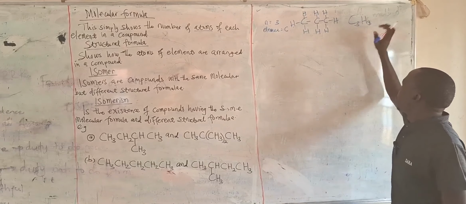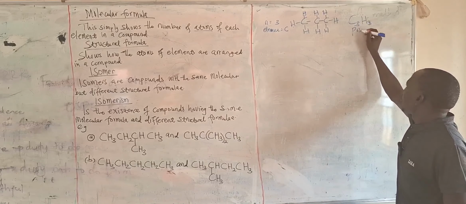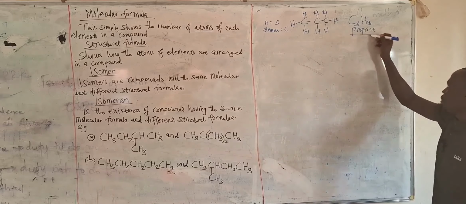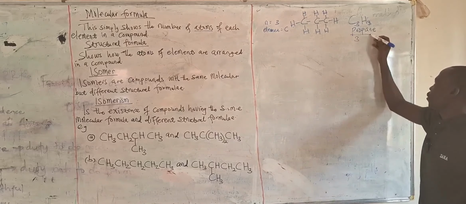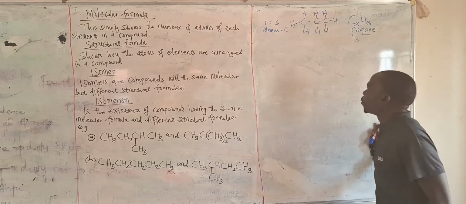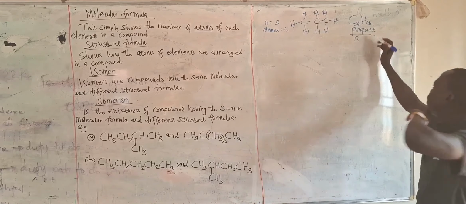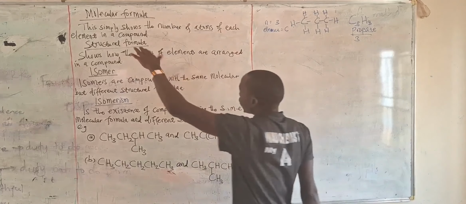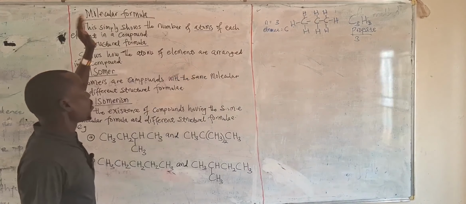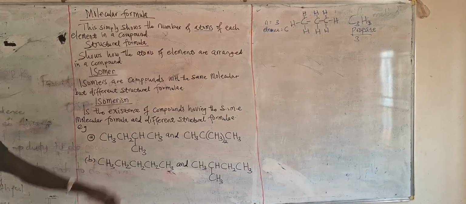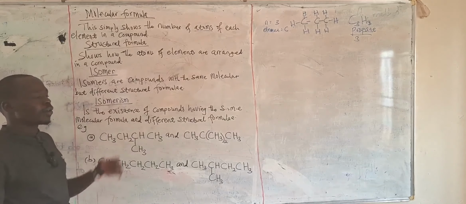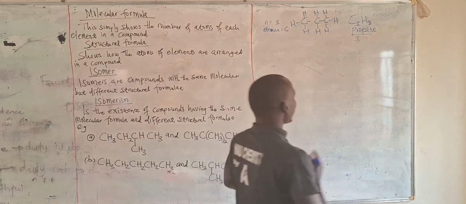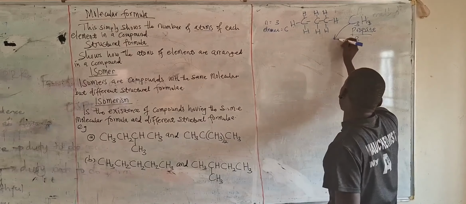From the previous lesson, we say this one is called propane. That means there are 3 carbon atoms. The word "propane" is why we put something like this, from the ending A-N-E. So that is the definition of molecular formula. In exam, if they say define molecular formula, it is very simple. You say this is the formula which shows the number of atoms of each element in a given compound.